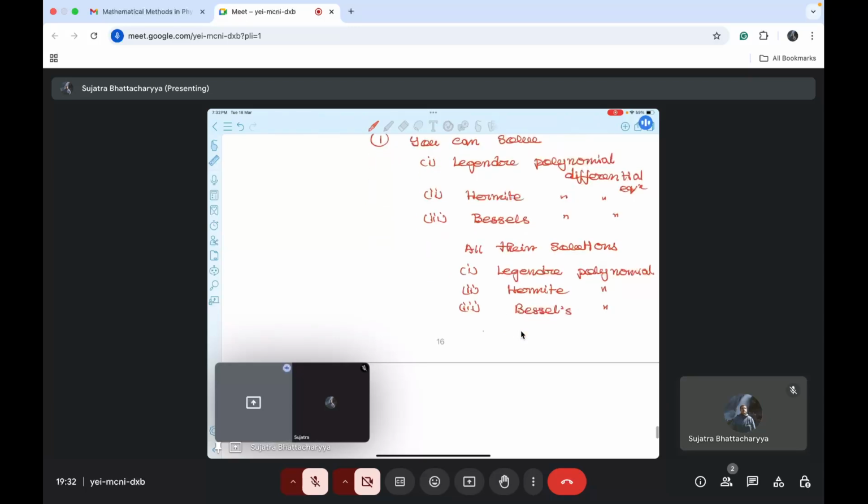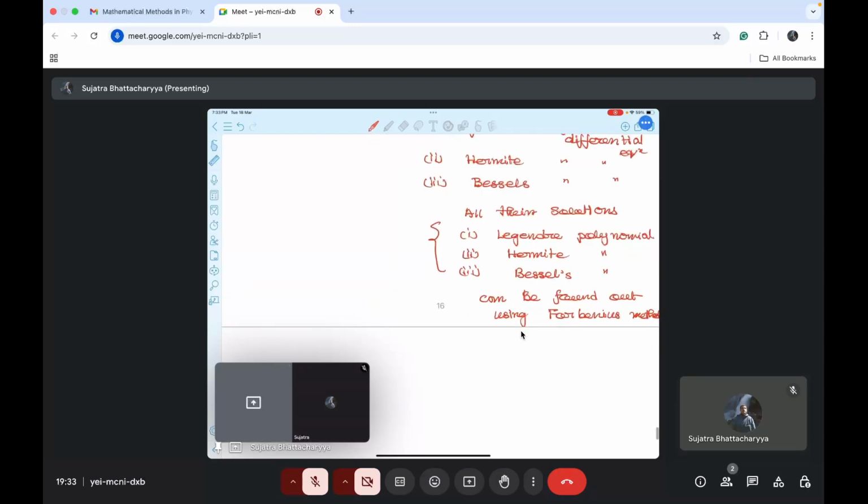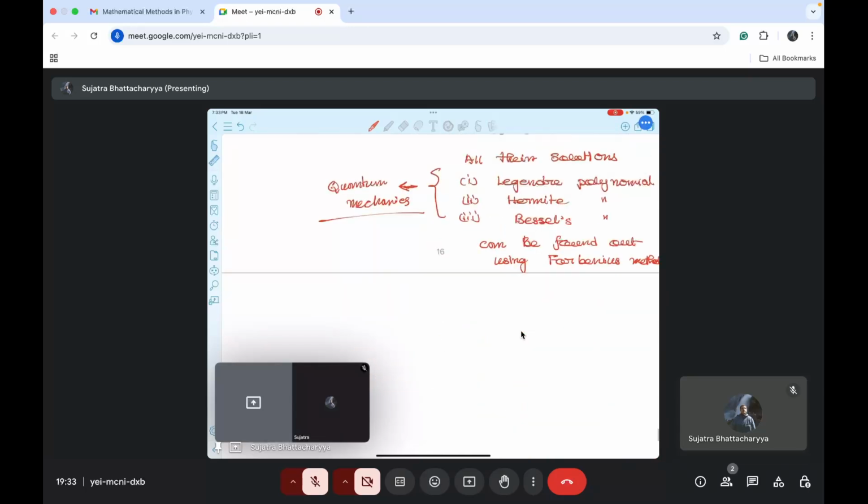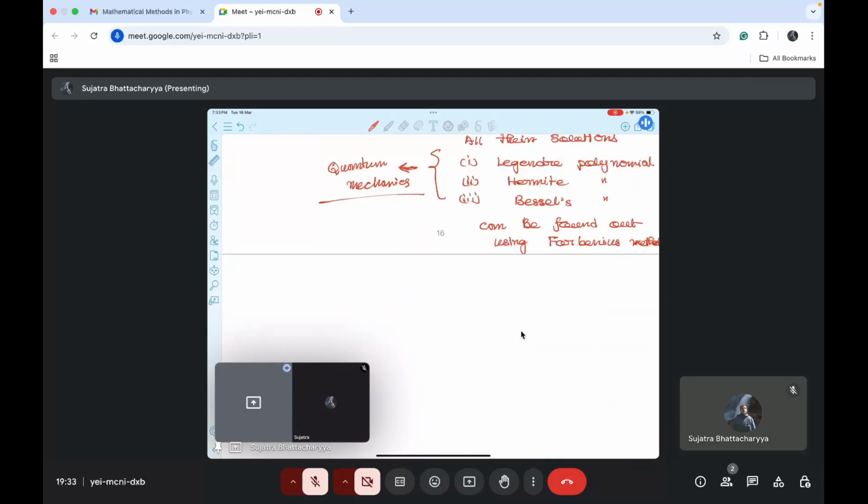Okay, this can be found out using Frobenius method. It's a lengthy process, and all this has a role to play, particularly in quantum mechanics. Okay, so this is an interesting part. Okay, so this is done.